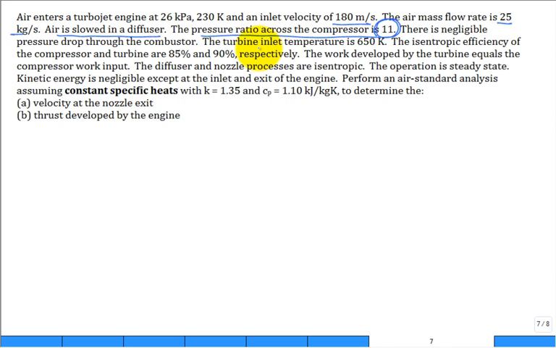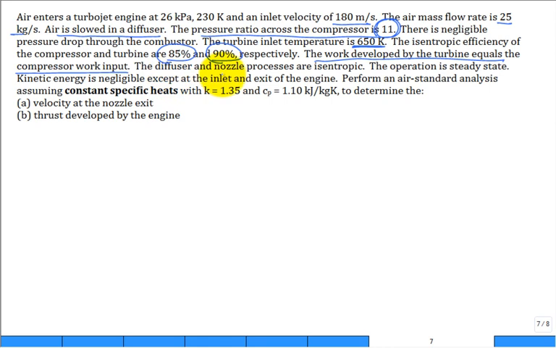The turbine inlet temperature is 650 Kelvin. The isentropic efficiency of the compressor and the turbine are given. The work developed by the turbine equals the compressor. They did not have to say that, but because they said it, it reaffirms exactly what I've been trying to emphasize. There's no net power out of this cycle.